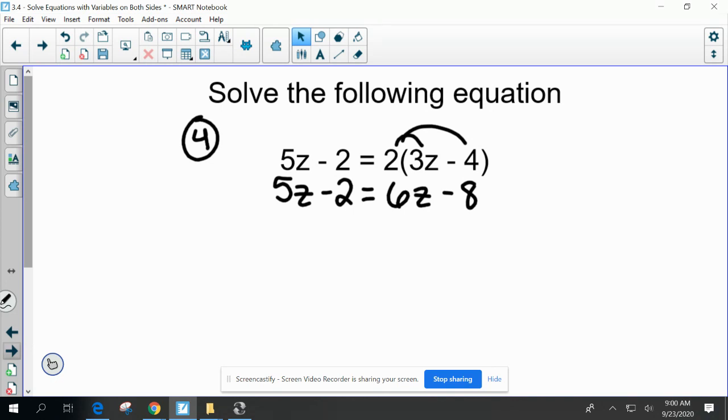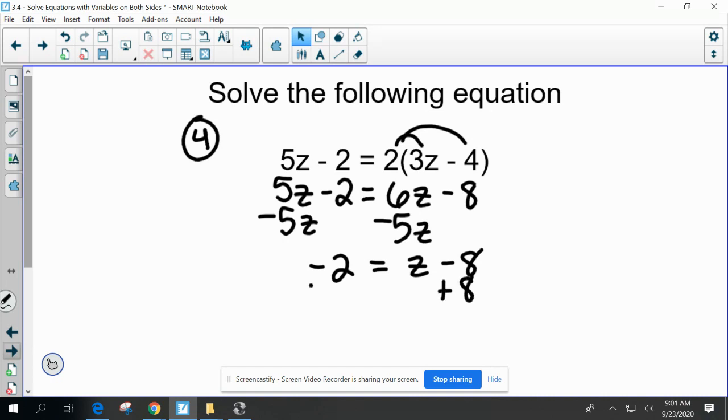Okay, so now it looks like what we just got done doing. So I would choose to move my smallest z, which is the 5z. So I would subtract that from both sides. And then be careful on the left-hand side, that 2 is actually negative, so you have to carry that sign down. And then I have z minus 8 on the right. Okay, and then my next step would be what? Add 8, yep. So 6 would equal z.